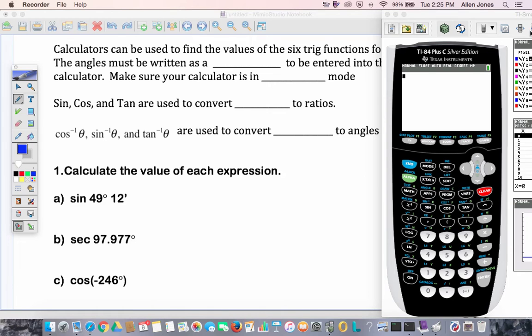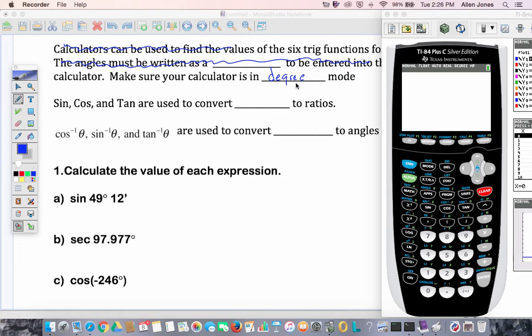We're going to take a quick look at using our calculator to convert from an angle measure to a ratio, or from a ratio to an angle measure. I'm going to ignore this top line here. The angles don't have to be written in decimals. We can enter them in however we need to. But we do want to make sure that our calculator is in degree mode.